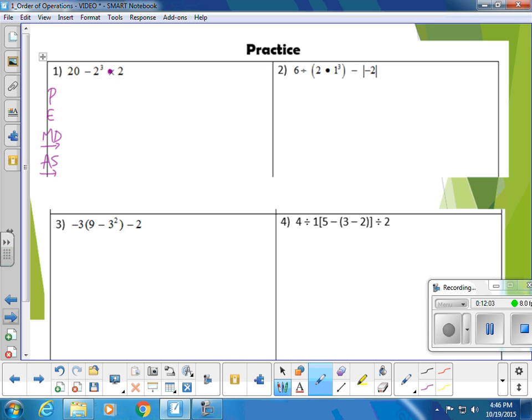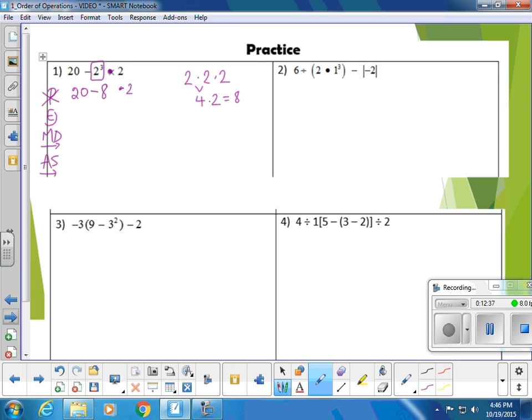So my first step, I do not have any parentheses. I do have an exponent, so now I'm going to box that exponent, and I'm not going to include the negative, and I'm going to explain why in class. But for now, just box the number with the exponent. Bring down everything that's not in a box. What is 2 cubed? That means 2 times 2 times 2. 2 times 2 is 4, times 2 is 8. So my answer here is 8.